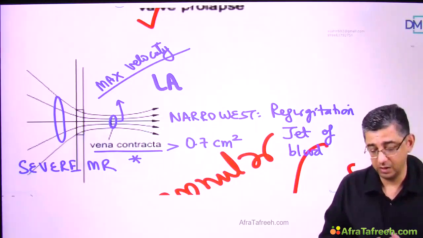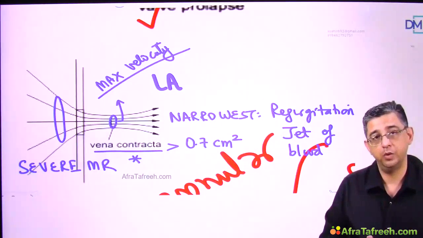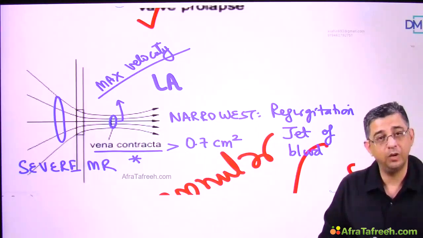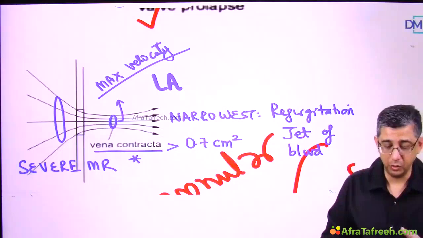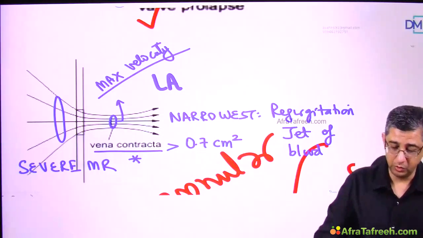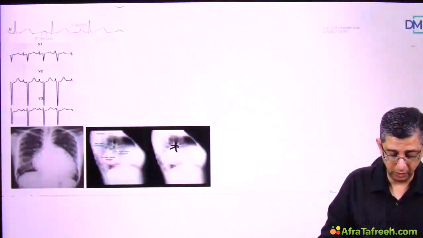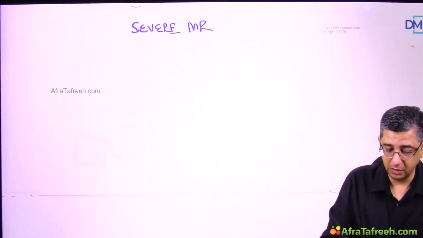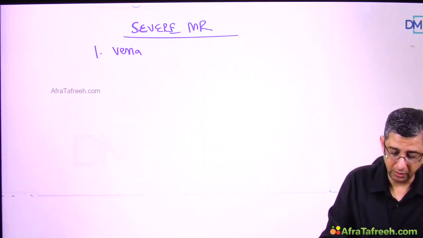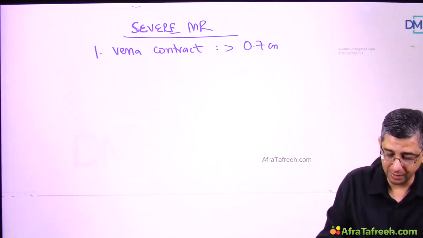Vena contracta, I repeat once again, represents the narrowest part of the jet of blood that is leaking from a high pressure chamber to a lower pressure area, and this narrowest part of the jet of blood will have the highest velocity. More than 0.7 square centimeter is the definition with respect to severe mitral regurgitation in a patient. So once we are done with the causes for the disease, let's now look at the criteria given in the textbook to describe the word severe variety of mitral regurgitation. One of the features is the vena contracta diameter or cross-sectional area exceeding 0.7 square centimeter, as I just explained to you.